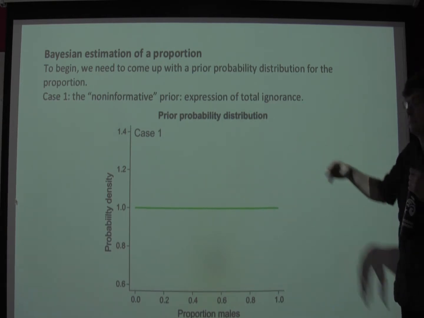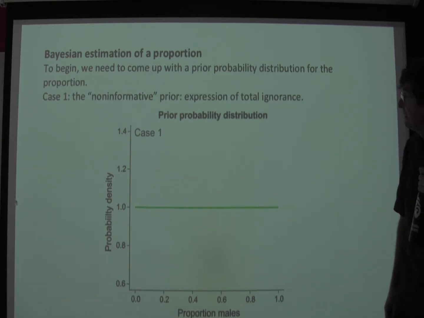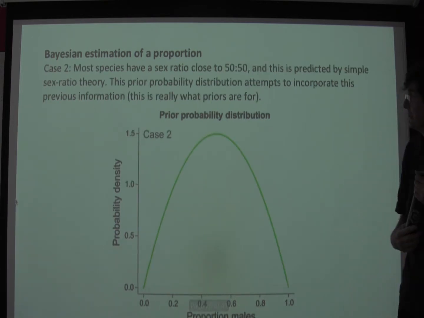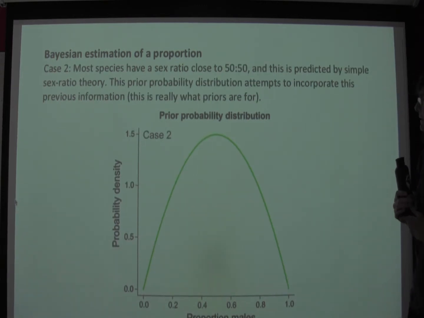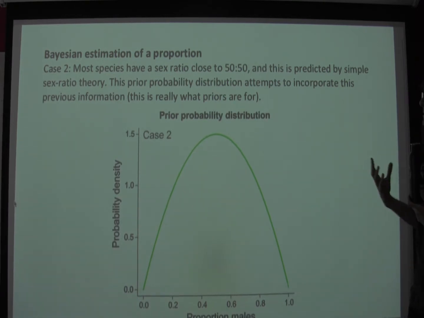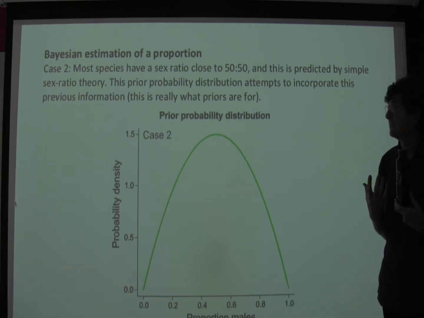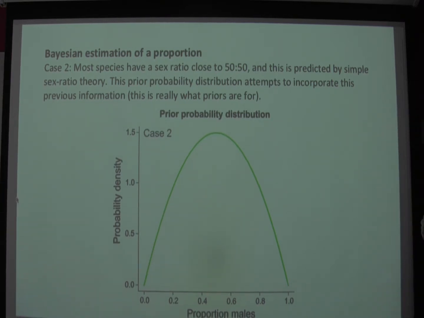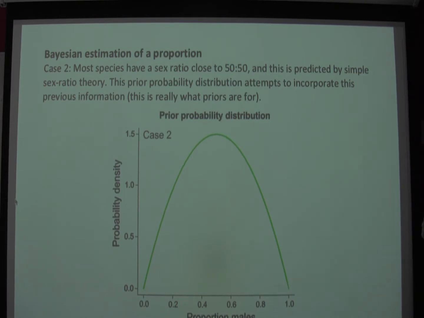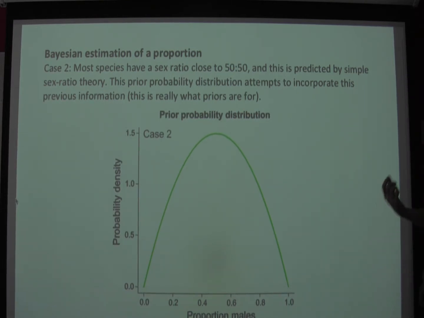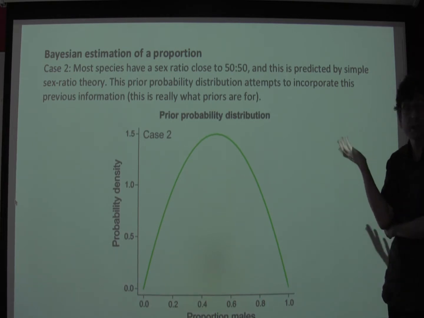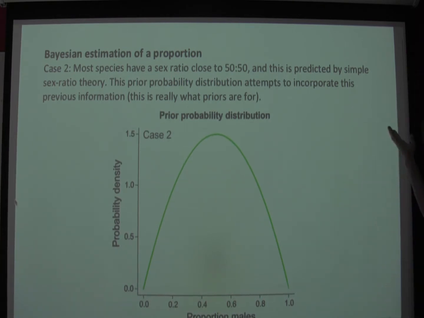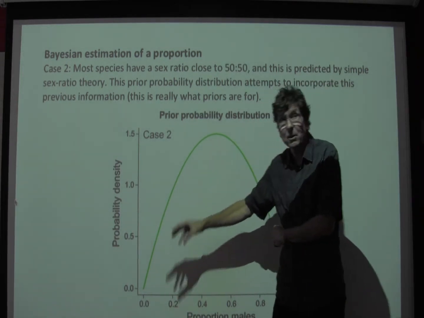So I'm going to label this case 1 because I'm going to contrast it with a couple of other cases. And one of the ideas, in fact one of the arguments in favor of using Bayesian statistics, is that you can actually incorporate prior information. And if you have prior information, that can be used to construct a more realistic prior, which will then change the calculation of the posterior. So we know that most species have a sex ratio close to 50-50. And so a more realistic prior would maybe look something like this.